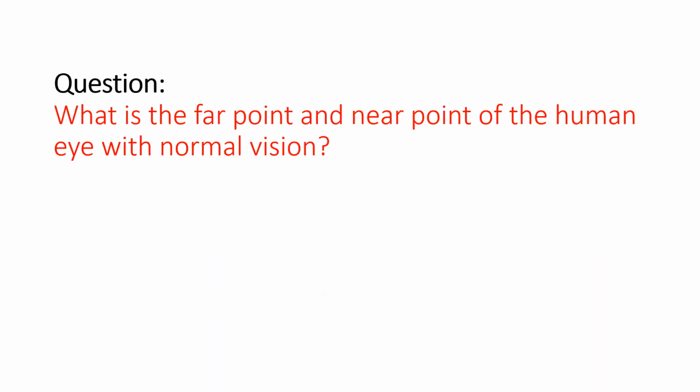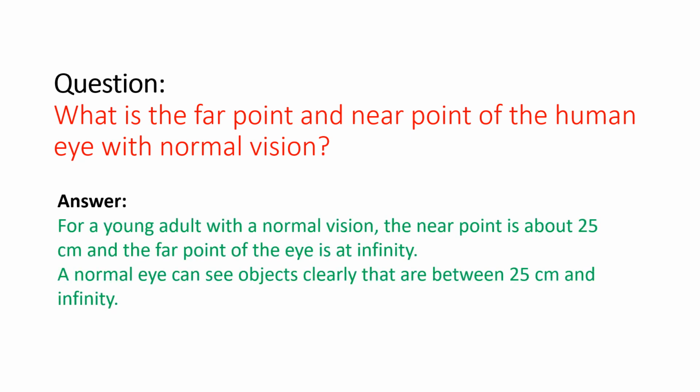Now next question, try students. What is the far point and near point of the human eye with normal vision? Yes. For a young adult with normal vision, the near point is about 25 centimeter and the far point of the eye is at infinity. So the range is between 25 centimeter to infinity.